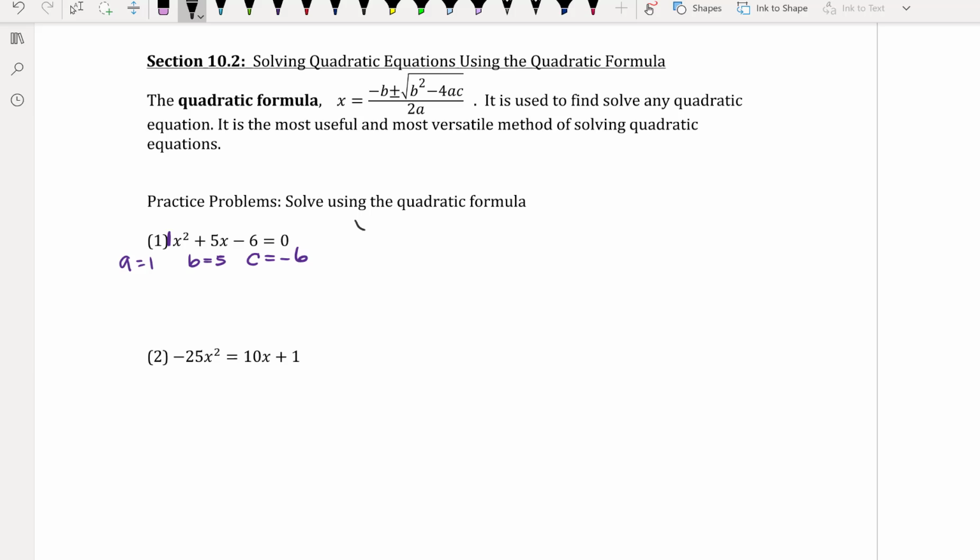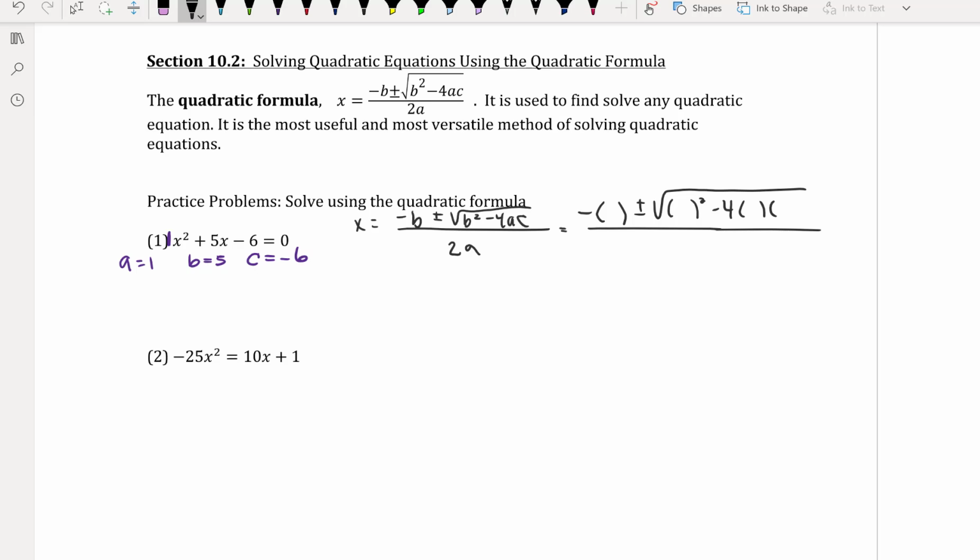And remember, we have that x is equal to, and it's a fraction, negative b plus or minus the square root of b squared minus 4ac, all over 2 times a. So I have a negative, I have my plus or minus, and I'm going to have my b squared minus 4 times a times c, all over my 2 times a. It really is a good habit to put in parentheses whenever you plug in a value. You are less likely to make a mistake that way.